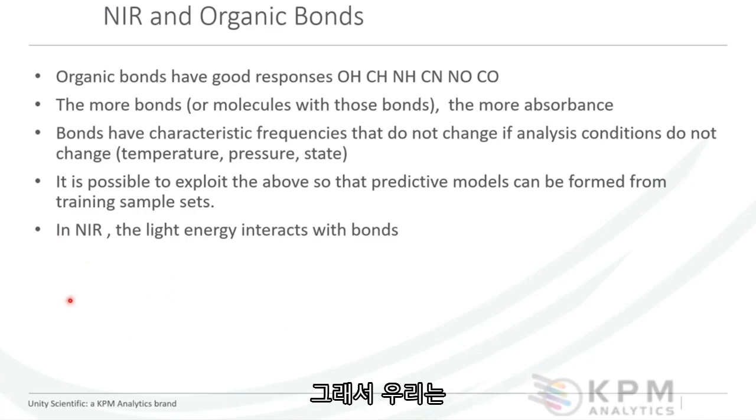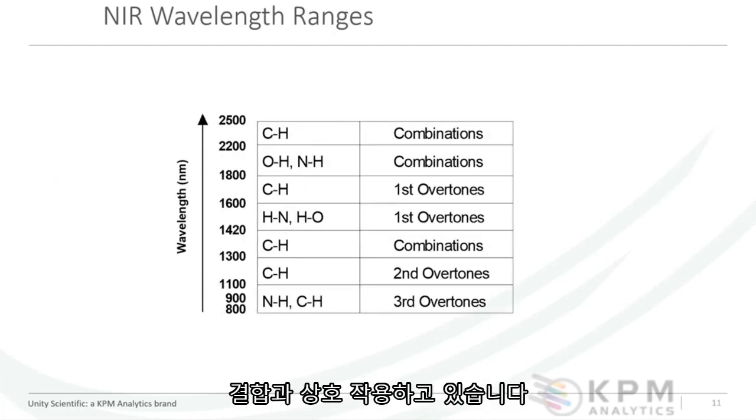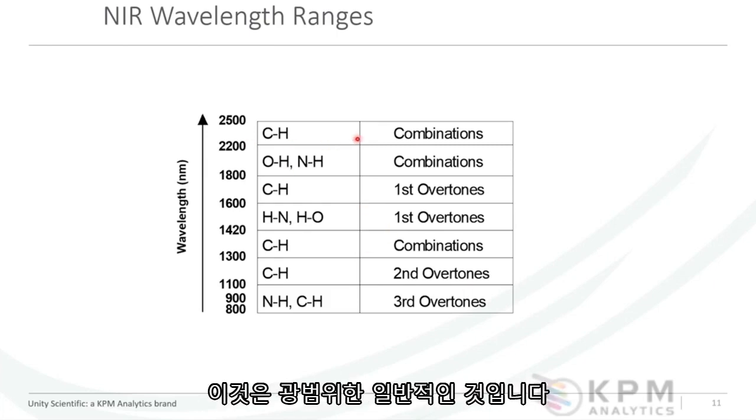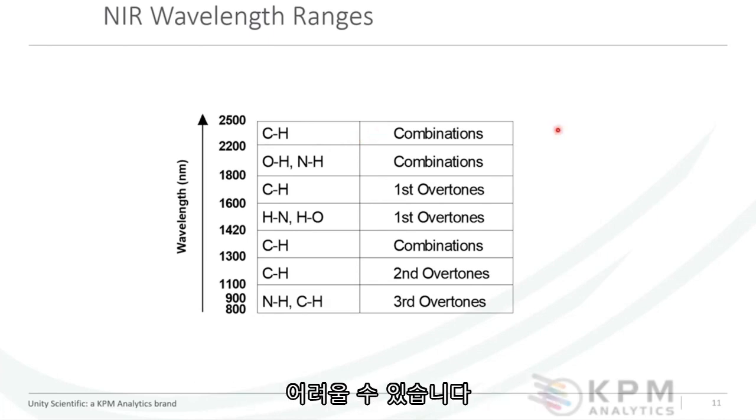So we've chosen near-infrared for a number of different reasons, but in this general area of the electromagnetic spectrum, the light energy is interacting with bonds, and we can map that again to our constituent of interest. So if we look at the different wavelength ranges in near-infrared, these are broad generalities. I hesitate to even put these tables out because it simplifies a very complex picture.